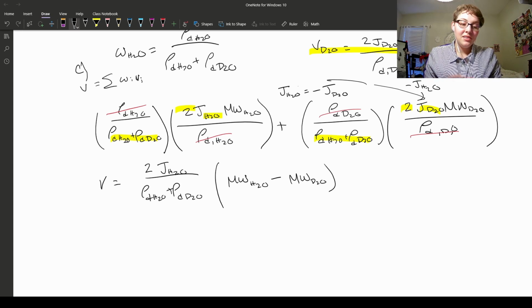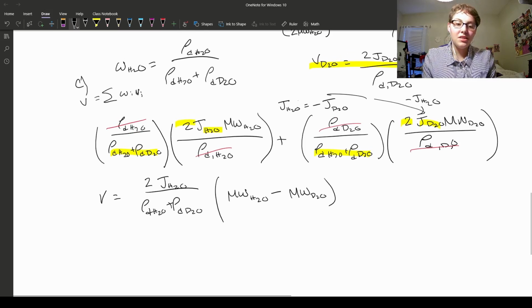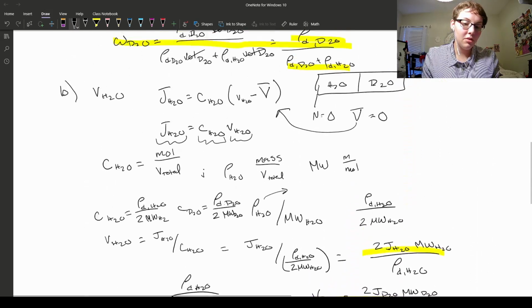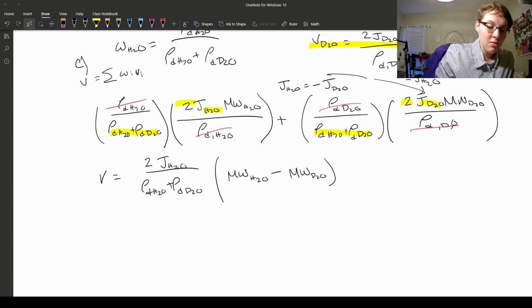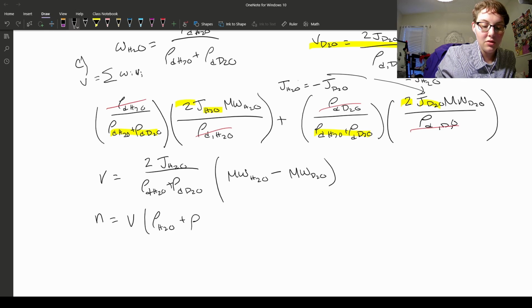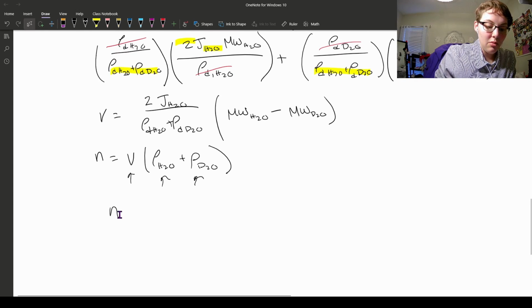And now that we have the total mass velocity, we can plug it back into the first equations that we were working through. I'll just rewrite it for you. The total molar flux, or mass flux, excuse me, the total mass flux is equal to the total mass velocity times the mass concentration of H2O plus the mass concentration of D2O. We have definitions of these with our given terms, and now we have a definition of this with our given term. So we're just going to rewrite the equation, and you're going to see something really magical.